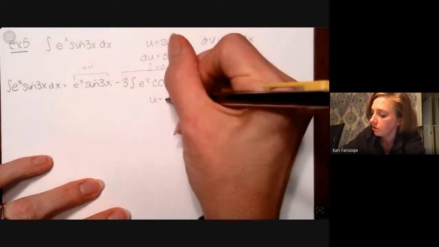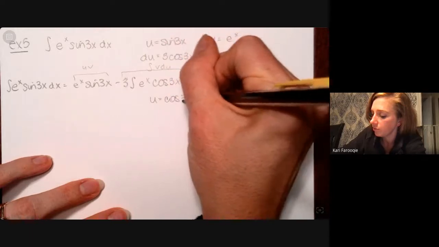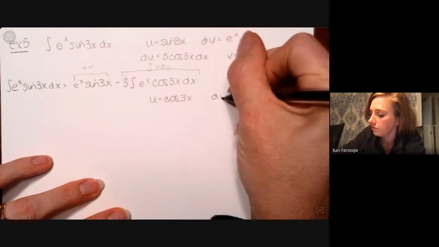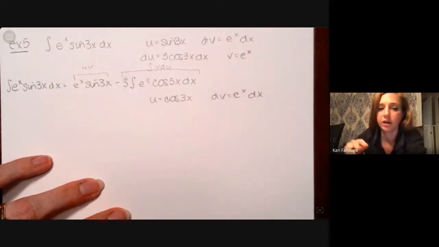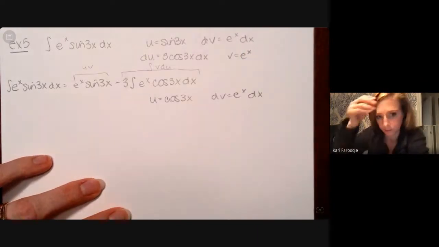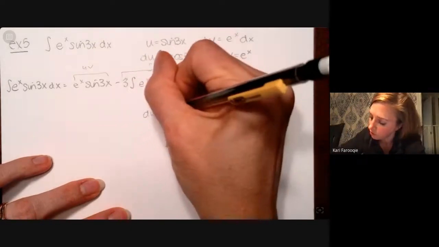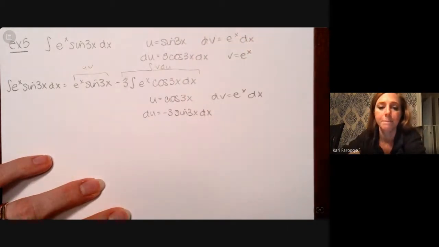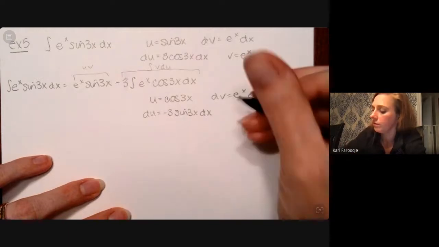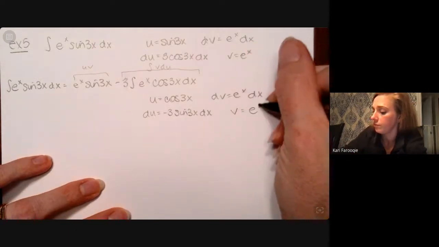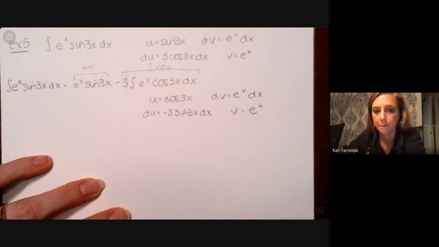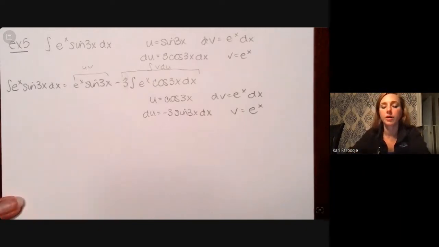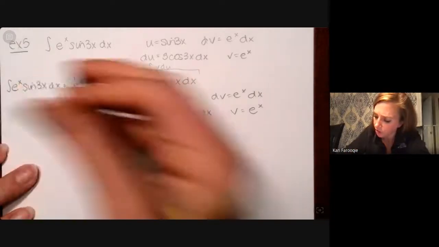So we're going to let u be, in this case, the cosine of 3x. And then dv will be e to the x dx. So the derivative of u is negative 3 sine 3x dx. And then the integral of dv is e to the x. Now a lot of the mistakes that happen here happen with signs and distributing, and those are really the 2 main things. So be careful here.